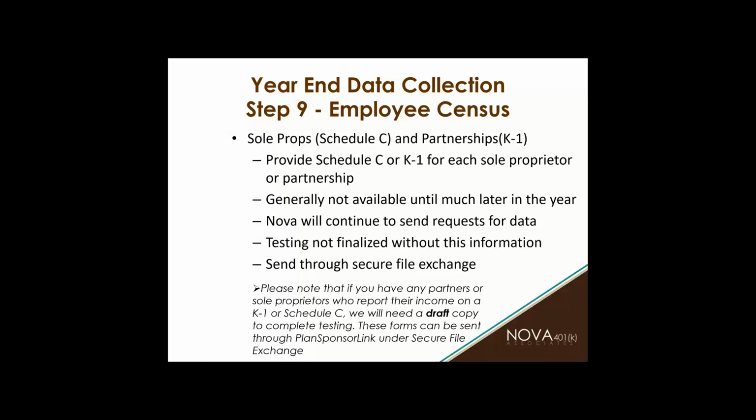Again, we do need Schedule C and Partnership K1s for those types of ownership. We realize that data is not available until later in the year. Go ahead and fill out the employee census and complete your year-end data collection project with everything to get it to NOVA. And then we will know that we're still waiting on that Schedule C or K1. And then we'll put it on hold for just one of those data, whichever is applicable to the plan.